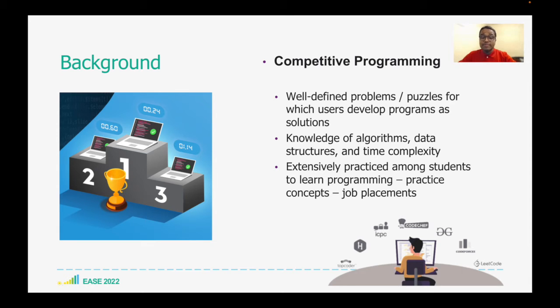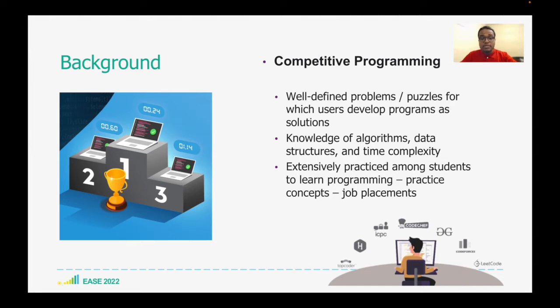Now this is where CP, or competitive programming, comes in. So let's begin with what is CP. Competitive programming, or CP, is a practice with well-defined problems in which contestants have to develop programs that clear all the test cases as well as satisfy the time and space constraints.